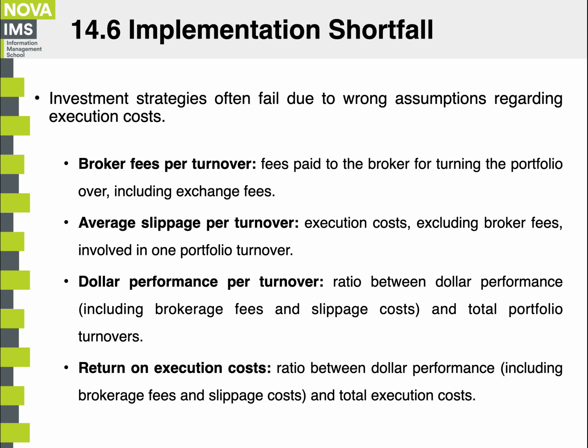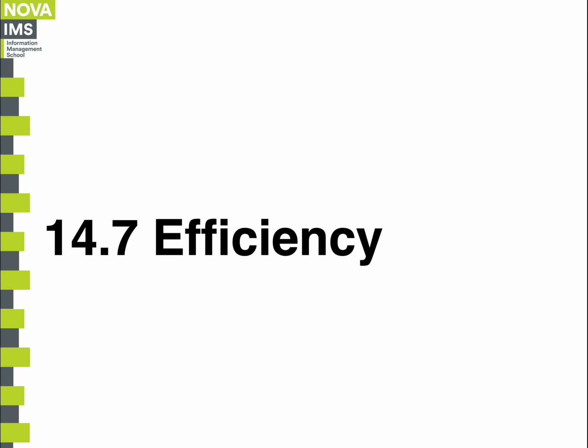The dollar performance per turnover is a ratio between dollar performance and total portfolio turnovers. It signifies how much costlier the execution could become before the strategy breaks even. Finally, the return on execution costs is the ratio between dollar performance and total execution costs. It should be a large number.